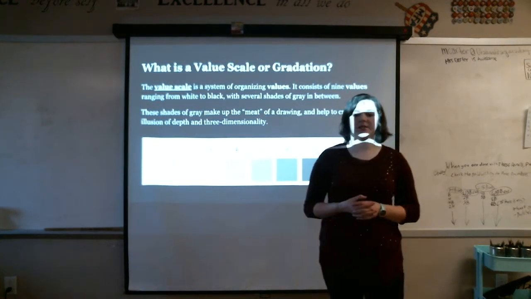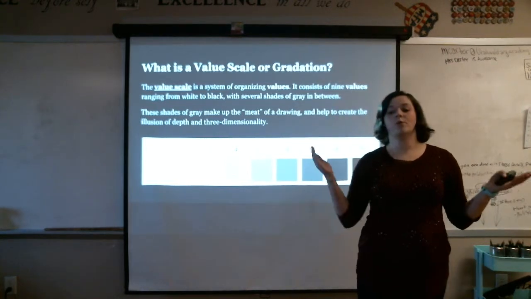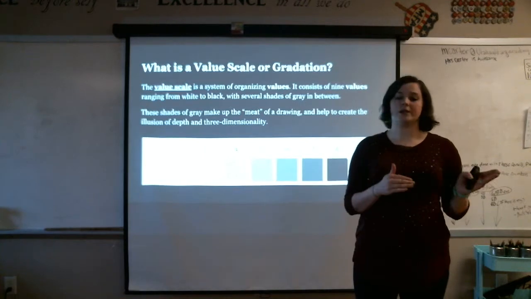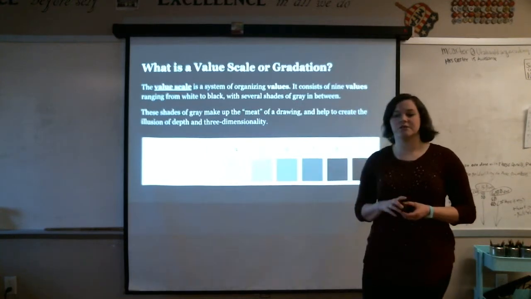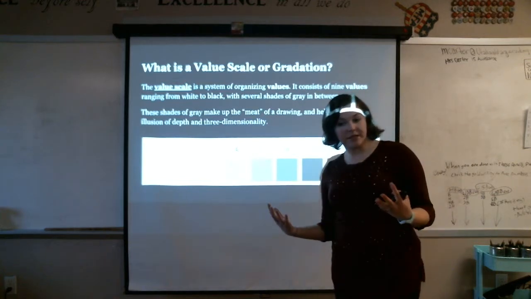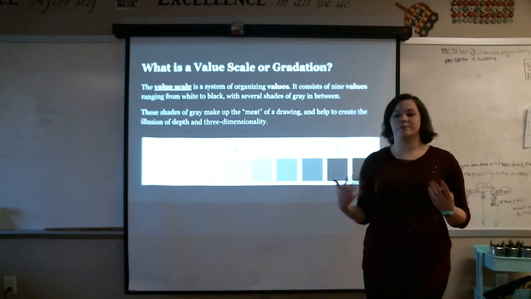The value scale is a system of organized values. It consists of 9 values that we will be discussing, ranging from a white to black, with several shades of gray in between. These shades of gray make up what I like to call the meat of a drawing and help to create the illusion of depth or three-dimensionality.